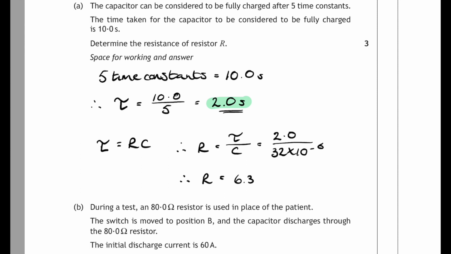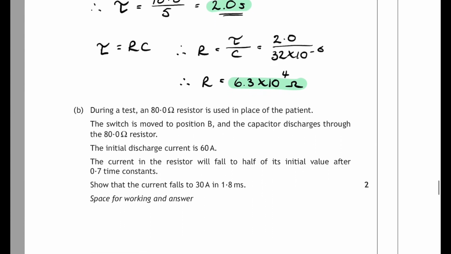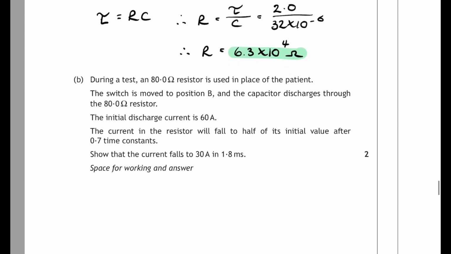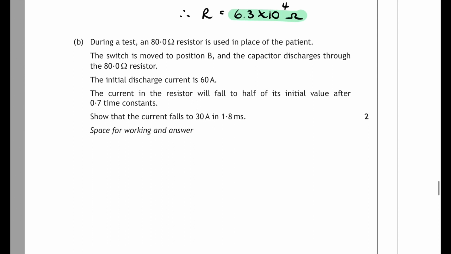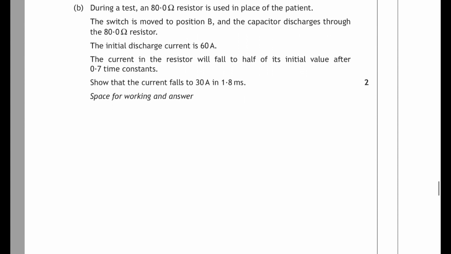And that gives you an answer for the resistance of 6.3 times 10 to the 4 ohms. In part B, during a test, an 80 ohm resistor is used in place of a patient, so the switch is moved to position B and the capacitor discharges through the 80 ohm resistor, and the initial discharging current is 60 amps. Now, the current in the resistor will fall to half its initial value after 0.7 time constants. And we have to show that the current falls to 30 amps in 1.8 milliseconds.